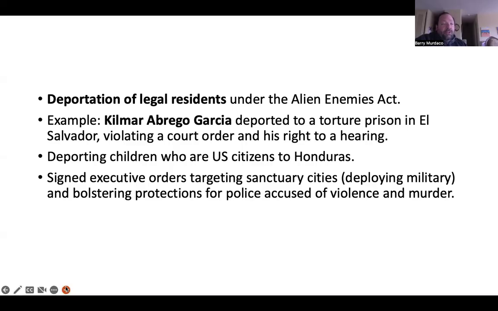The Trump administration has also deported children who are U.S. citizens to Honduras. He has signed executive orders, like I said, targeting sanctuary cities, deploying the military, and bolstering protections for police accused of violence and murder.